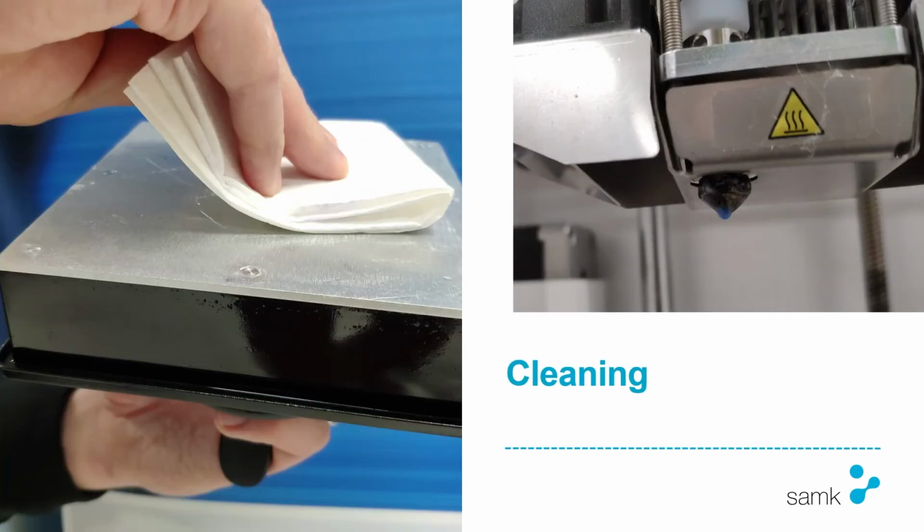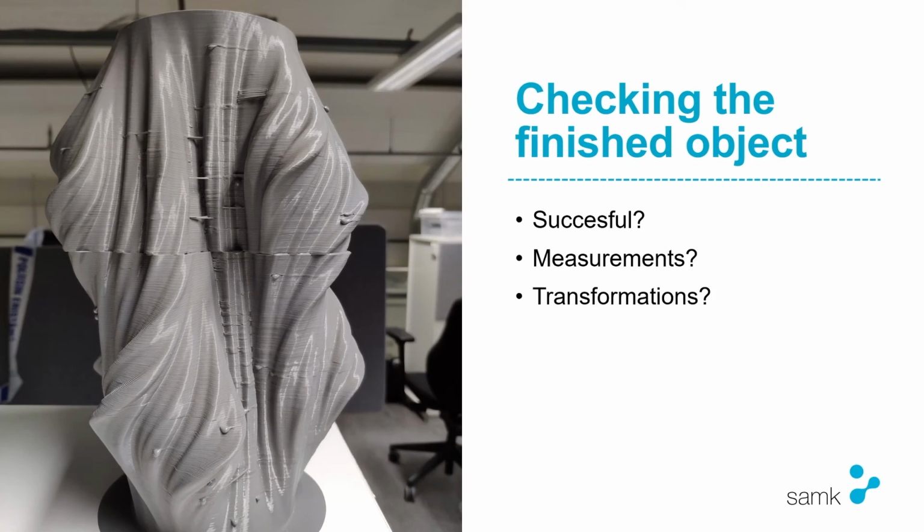For SLA, you wipe down the build platform from the excess material, and in FDM, you check the nozzle and the bed for any excess material left, so it doesn't disrupt the next print that will be started. After that, we check the finished object.